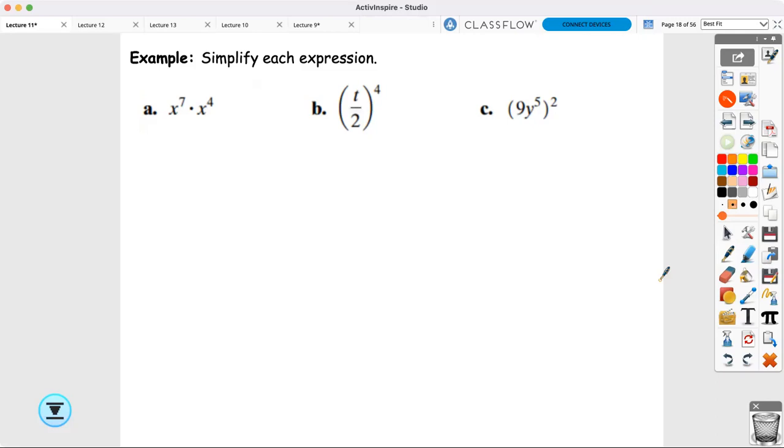All right, let's look at A. X to the 7 times X to the 4th. Can anyone tell me the name of the property we're going to be using? I said product. All right, we're going to use the product rule. So X to the 7 times X to the 4th is X to the 7 plus 4, which is just X to the 11th.